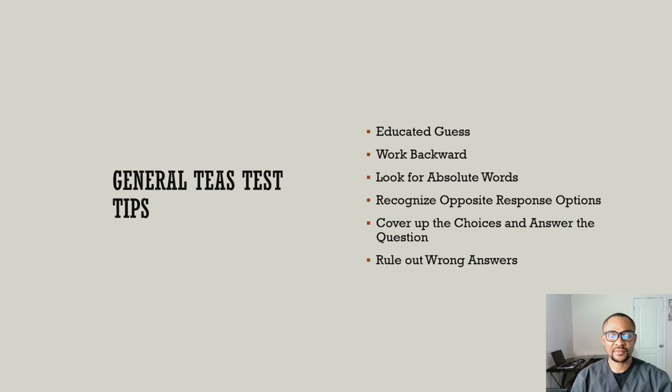So another tip we have there is look for absolute words. Look for words that signal incorrect statements. For instance, the use of words like always, never, all, only, must, and will. Statements using absolute or definite words tend to be incorrect because they do not apply in all situations.